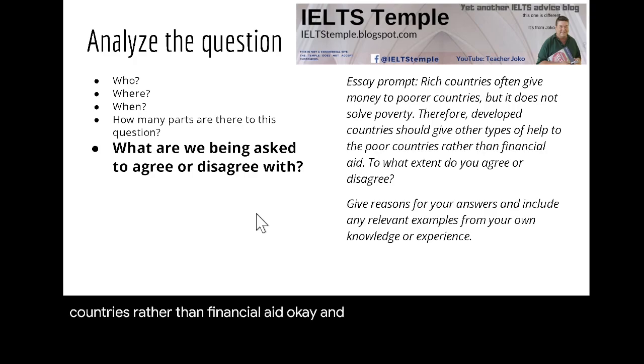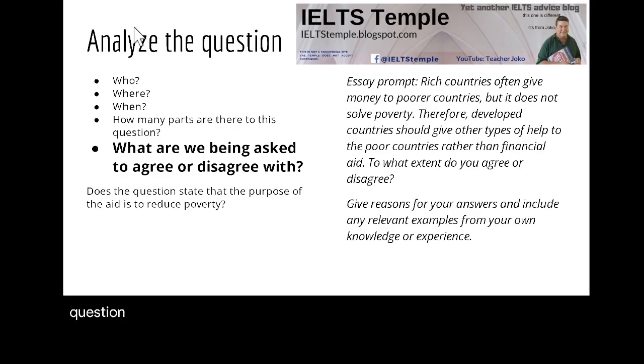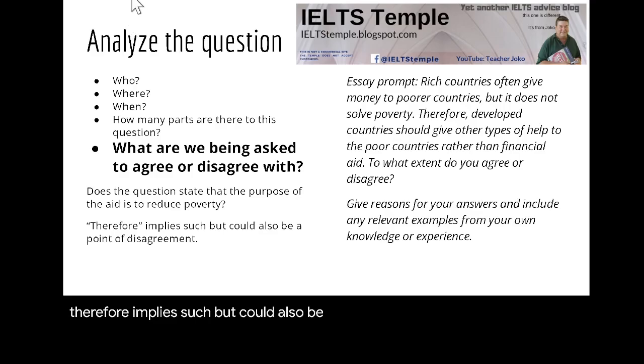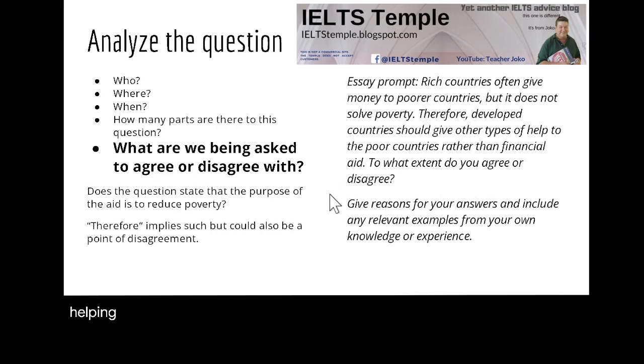Okay. And the therefore at the start of that sentence has a meaning in that that premise is based upon the statement that came before it. Okay? Does not solve poverty. So that part is sort of in the question, but you're not being asked to agree or disagree with it. Does the question state that the purpose of the aid is to reduce poverty? No, it doesn't. Therefore implies such, but could also be a point of disagreement. What I mean there is, therefore implies beforehand that the aid is not doing enough or not helping. Okay, moving on.